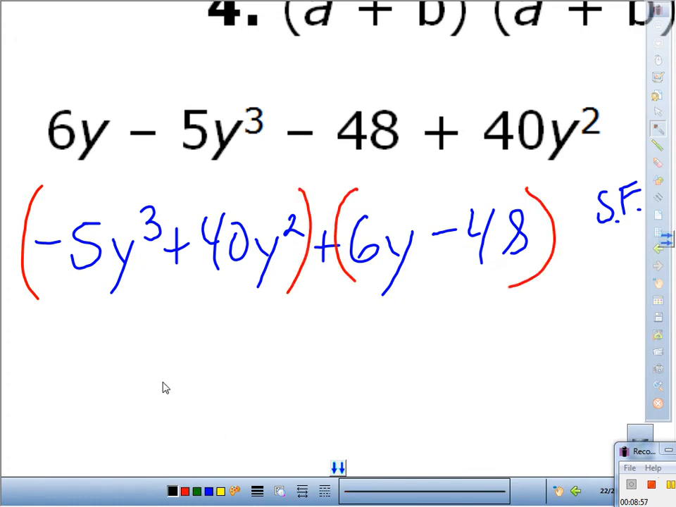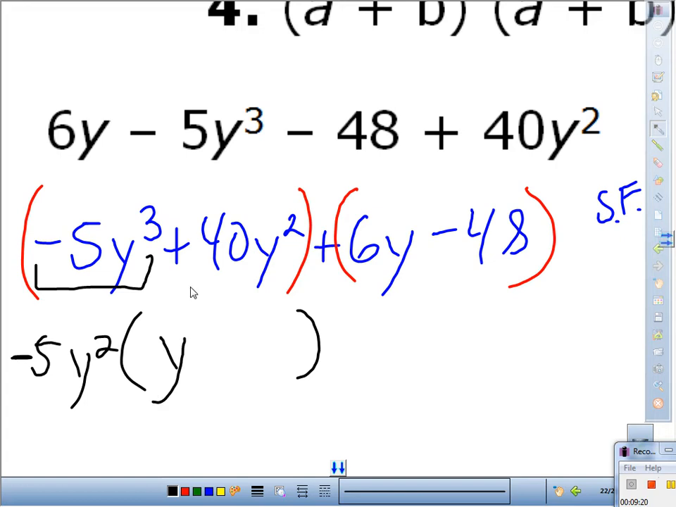Alright, so looking at these two right here, what is my greatest common factor? 5y to the second. However, if the first term has a negative coefficient, we need to factor that one out. So this is negative 5y to the second. Therefore, negative 5y to the third divided by negative 5y to the second, we're left with y. Positive 40y to the second divided by negative 5y to the second, we're left with negative 8.